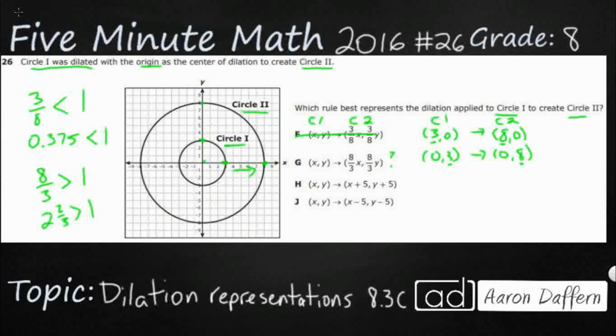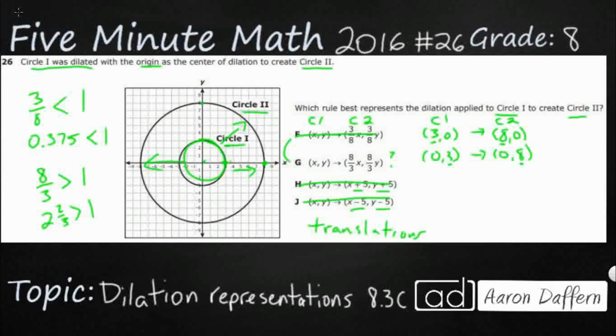Take a look at these two right here. These F and G are true dilations, because you're just multiplying the x and the y by a scale factor. But look at this, you're getting x plus 5, y plus 5, or x minus 5, y minus 5. These are not dilations. These are actually translations. You're just shifting it over. You're just taking the exact same circle, circle 1, and shifting it this way or that way, depending on what you're doing with the x and the y. You're not making it bigger or smaller.